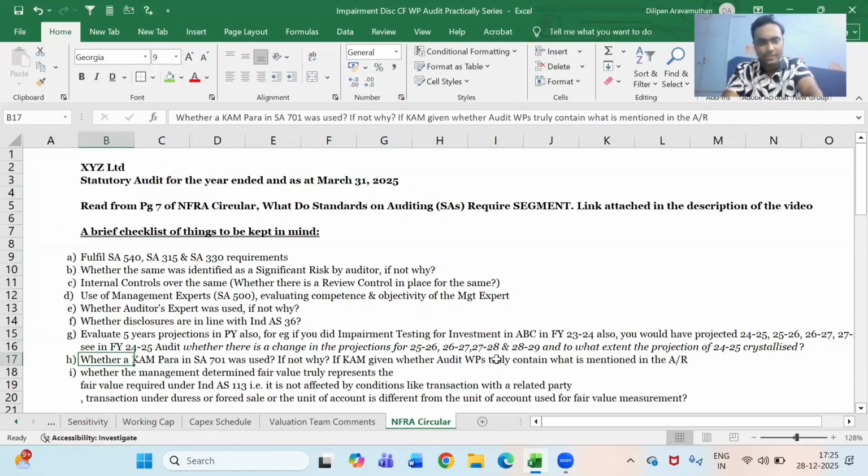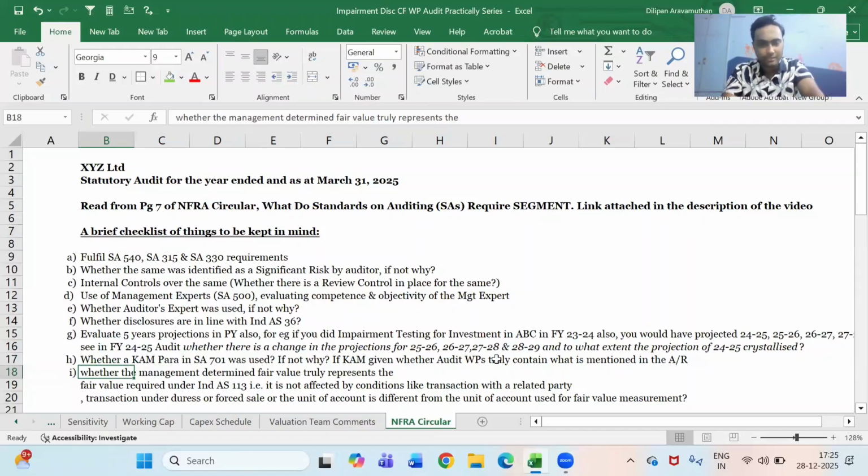Next, whether a key audit matter paragraph in accordance with SA 701 was used in the report. If not, why it wasn't given? Because as I told you earlier, guys, this is going to have a big number impact on your profit and loss account, and every user would be interested in knowing how the management went about this and how the auditor went about this, what procedures the auditor performed. So this is of great importance.